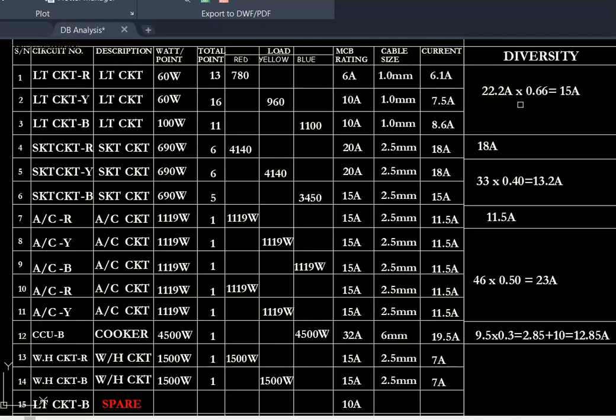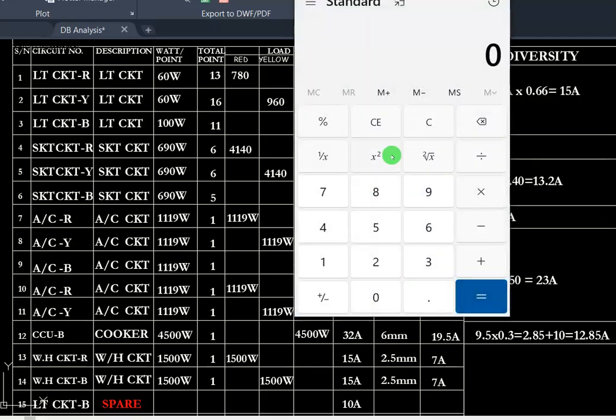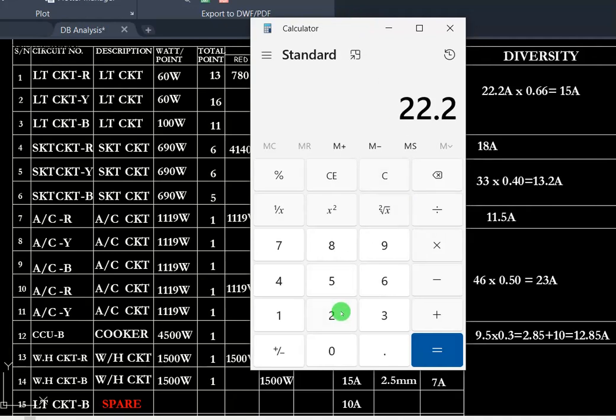Okay, 66% only is going to be utilized out of 100%. So I'm going to multiply this by 0.66. What I'm going to get is 15 amps. So I've been able to reduce 22.2 to 15 amps. Get your calculator. Let me show you something. Now we have 22.2, minus 15. So you're going to knock off 7.2 amps and use only 15 amps. So you have taken away this current from the total current demand.